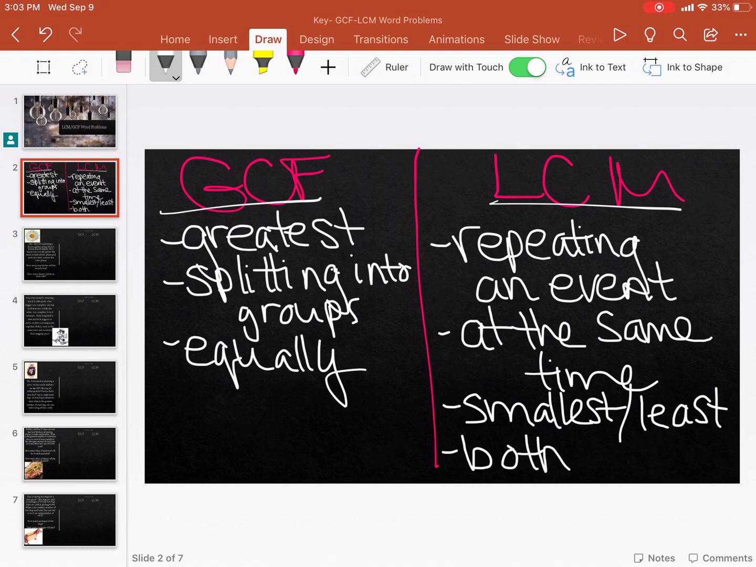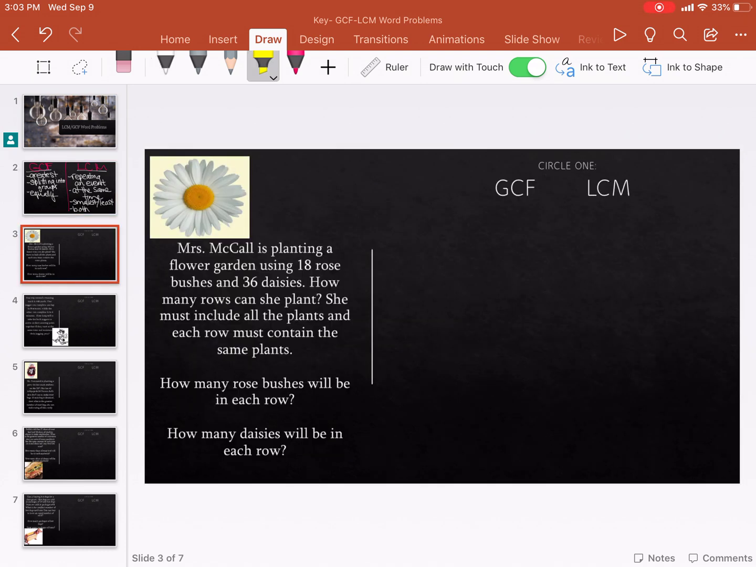Okay, so let's look at the first one. We're going to highlight our keywords as we go. This is very important. Miss McCall is planting a flower garden using 18 rose bushes and 36 daisies. How many rows can she plant? She must include all of the plants, and each row must contain the same number of plants.